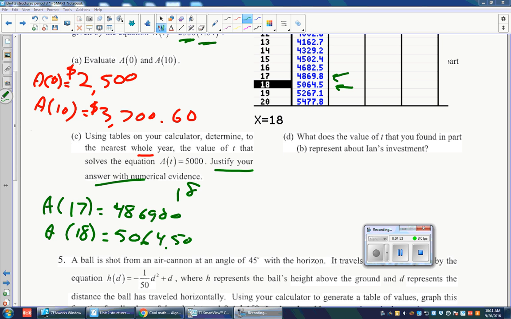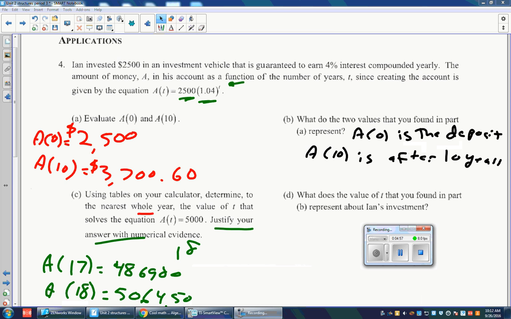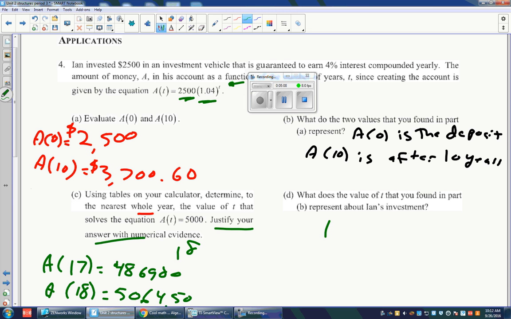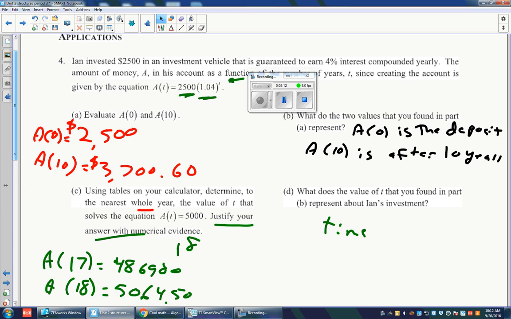What does the value of t you found in part B represent about Ian's investment? So I just showed that I didn't answer part B. A of 0 is the initial deposit. A of 10 is after 10 years. It represents time. T represents time.